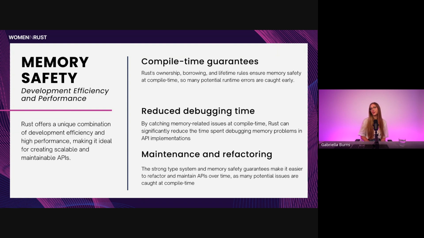Finally, we have maintenance and refactoring. The strong type system and memory safety guarantees make it easier to refactor and maintain APIs over time, as many potential issues are caught once again at compile time. If you're just getting into Rust now, remember the compiler is your friend no matter how angry it makes you. It's like the friend that's telling you what we don't really want to hear, but what you need to hear.